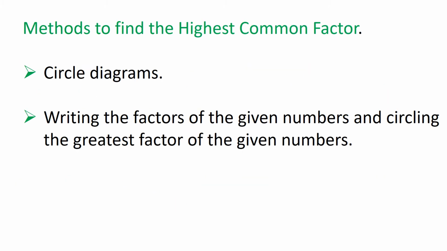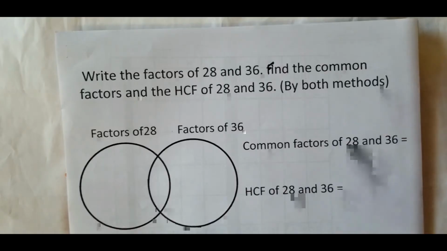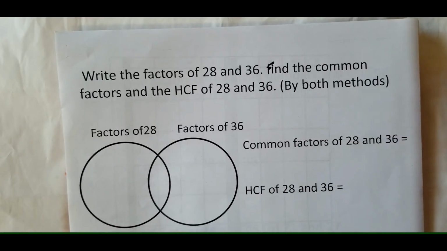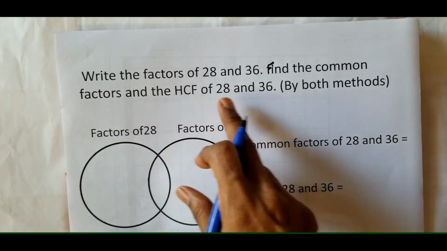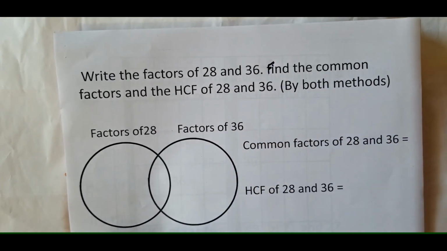Children, let us now see the methods to find the highest common factor, that is the HCF. The first way is through circle diagrams. The second way is writing the factors of the given numbers and circling the greatest factor of the given numbers. Okay children, let us now do one question on common factors and HCF of numbers. Write the factors of 28 and 36. Find the common factors and the HCF of 28 and 36 by both methods.